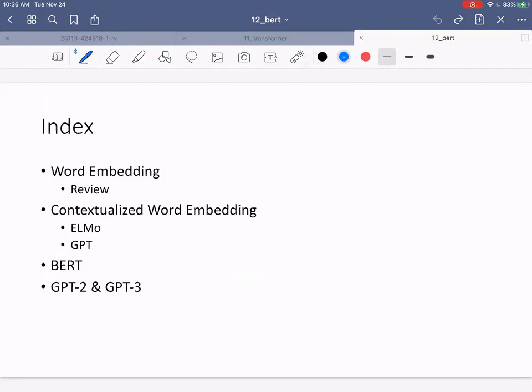And the contents are word embedding, just a simple review, and then moving on to contextualized word embedding, which we already kind of touched upon. I think it was in week 7 or week 8 when we talked about subword embeddings and word embeddings. So a brief review on contextualized word embedding, more detailed than before. So we're going to look at ELMo and GPT, and then move on to BERT, and then move on to GPT-2 and GPT-3, which was all people talked about for several weeks when GPT-3 came out, which showed really impressive results.